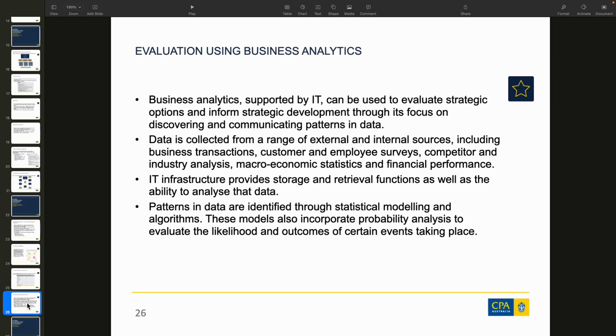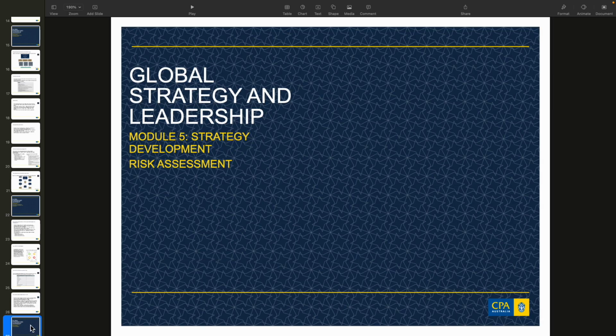Make sense? Okay. So IT infrastructure provides storage, retrieval functions, as well as the ability to analyze data. You can pick up the data. Patterns in data are identified through statistical modeling and algorithms. These models also incorporate probability analysis to evaluate the likelihood of an outcome event taking place. So you know which one is better, and therefore you choose the correct strategy. Clear? Once you choose the correct strategy, you can implement it and win the outcomes. Okay, now we move on to the next one.